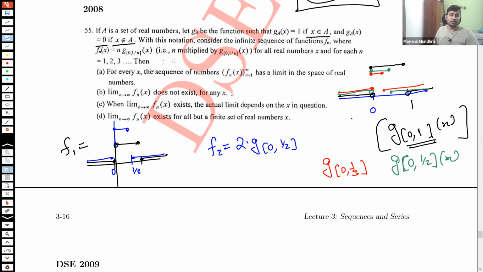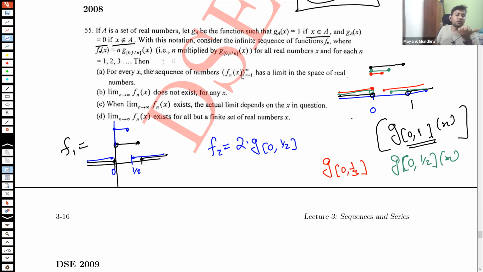This is not coming from any particular theory that we have to study. It's nothing like that. You just have to look at what would be the graphs of this function. Now for every x, the sequence of numbers fn of x has a limit in the space of real numbers.